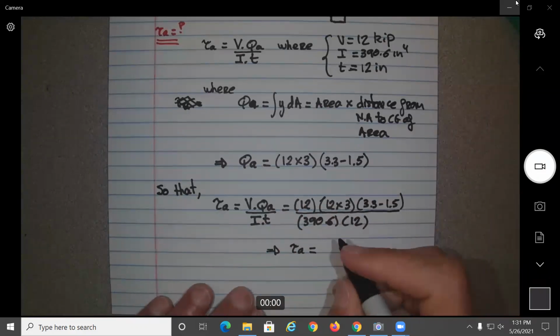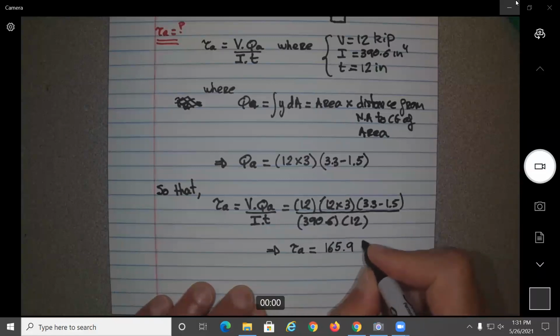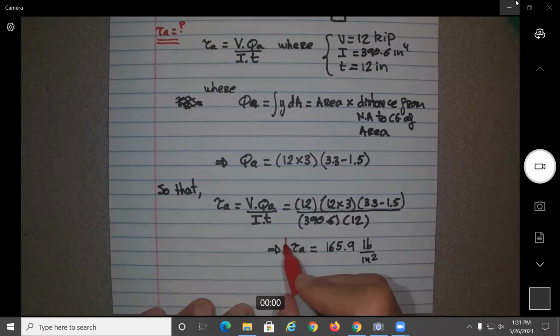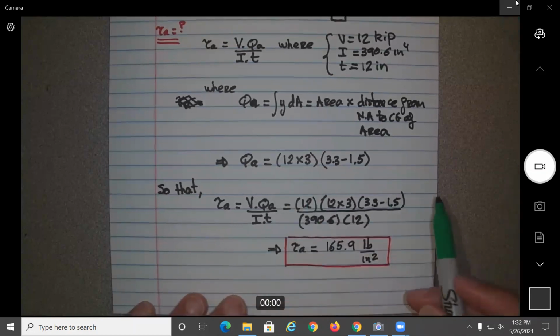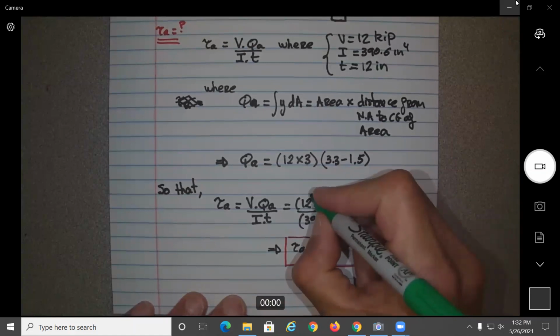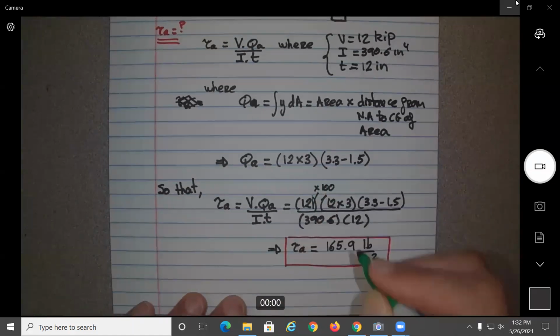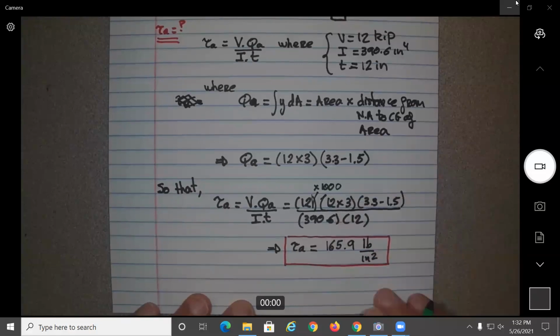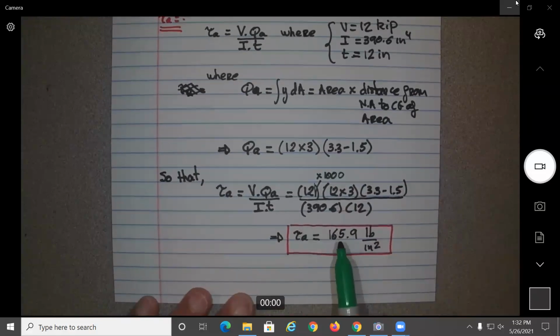So basically, I have a result here, which is 165.9 lb per square inch. But what I'm trying to say is that I think this is not really equal to that, because I forgot here to multiply by, this is 12 kip, no? So that needs to be multiplied by 1,000, okay? So that's here times 1,000. And then I think you should get the 165.9. Is that correct? Okay.